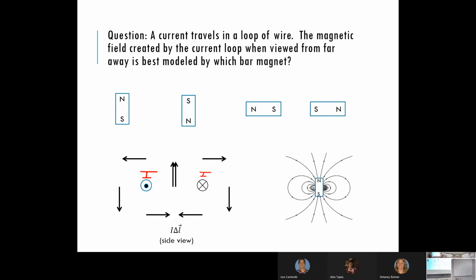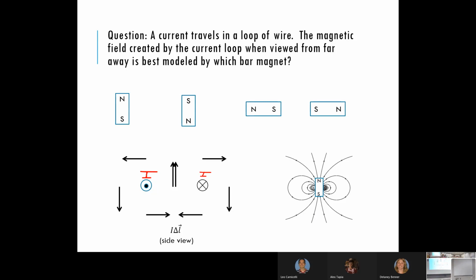So you could think of this tiny current carrying loop as being a bar magnet. We'll come back to that idea, that conceptualization, but how do you actually magnetize objects?